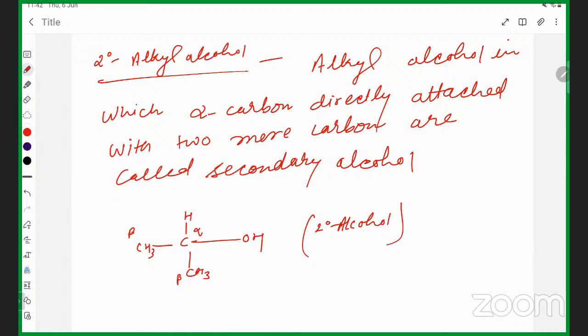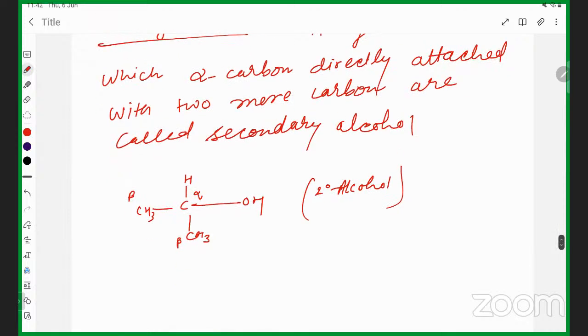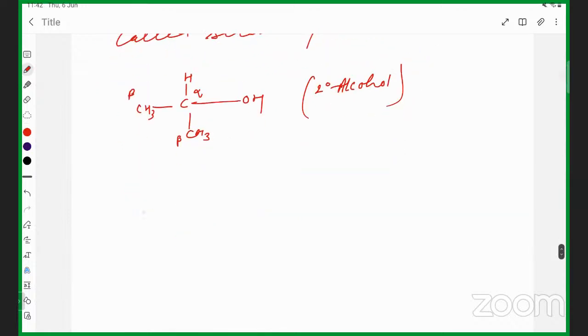Can you understand? Understood, sir. What about this one? What is the degree of this alcohol? This is not 1 degree. Alpha carbon here, one beta, another beta. So what is the degree? 2 degree alcohol.